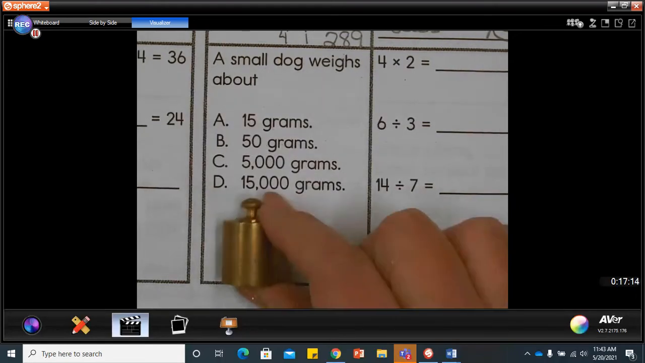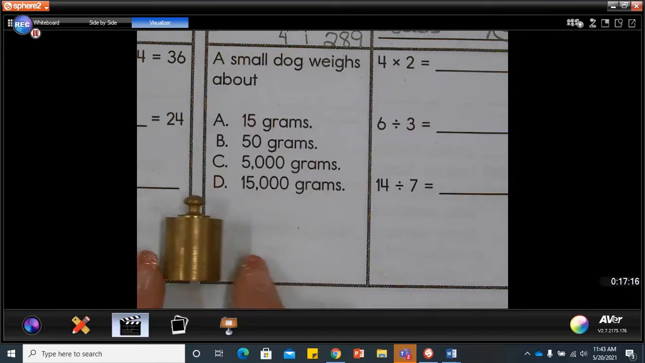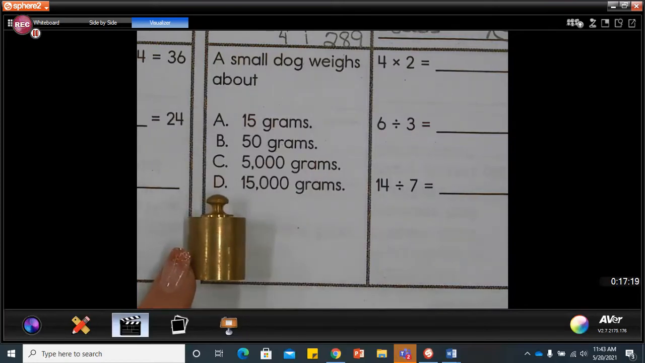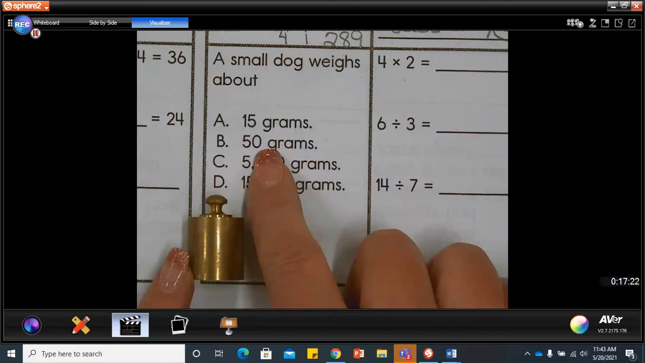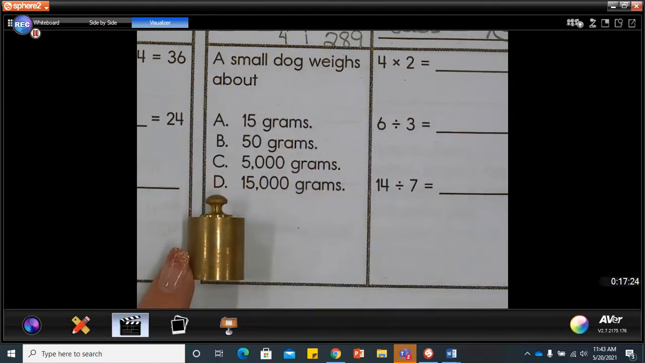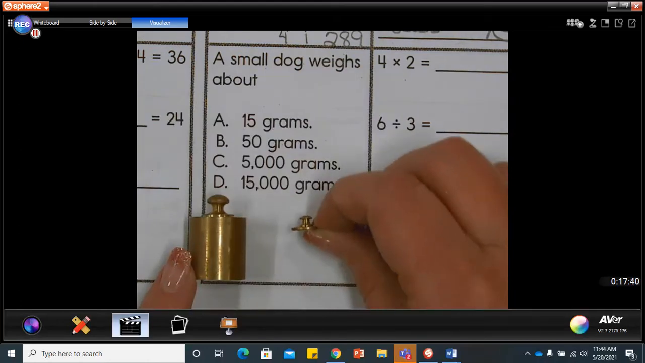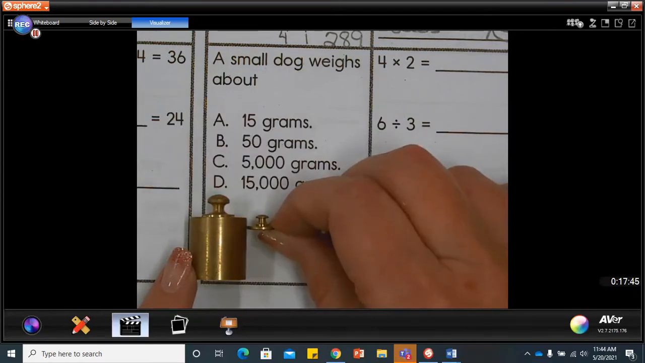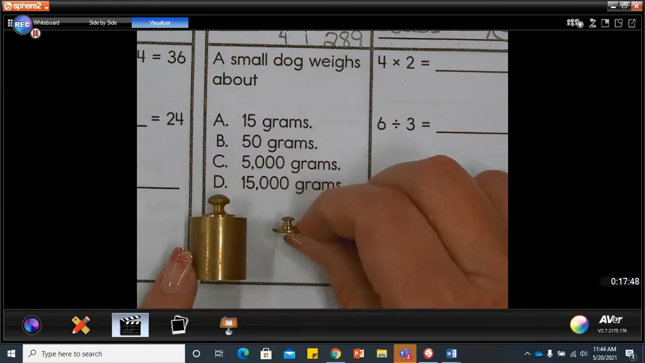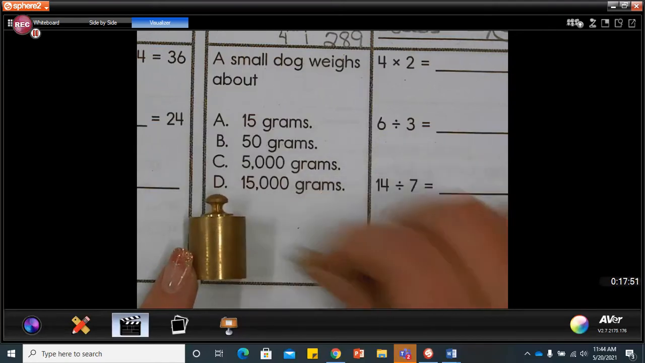This right here is a weight. It is 50 grams. So right here, B happens to say 50 grams. So if we were to take a look at this, 50 grams, does that look like the amount that a small dog could weigh? No. This is 1 gram right here. This gives you an idea of what 1 gram looks like. So it takes 50 of these to make 50 grams, one of these larger amounts.